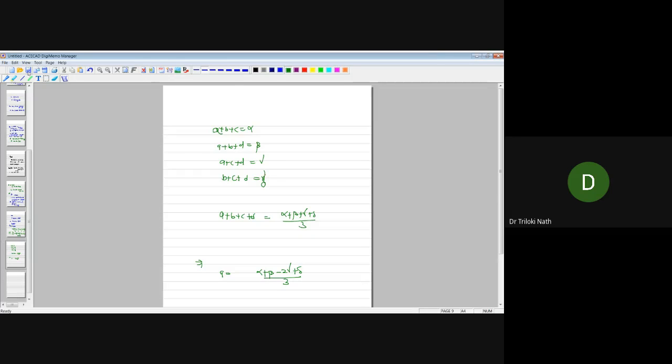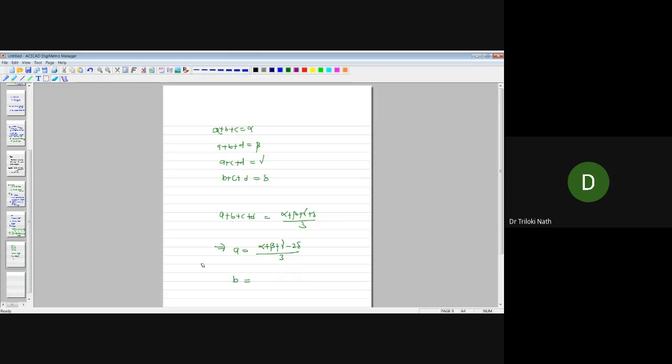Sorry, I made some mistake here, let me erase this first. B plus C plus D is delta, so minus 2 delta will be there. So the value of A is equal to alpha plus beta plus gamma minus 2 delta, divided by 3.